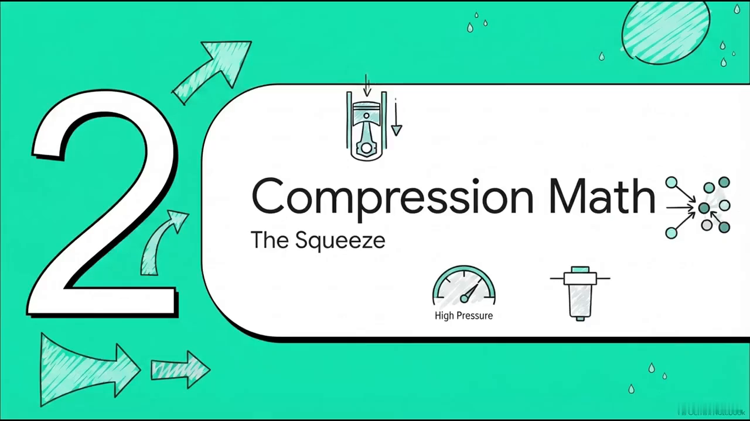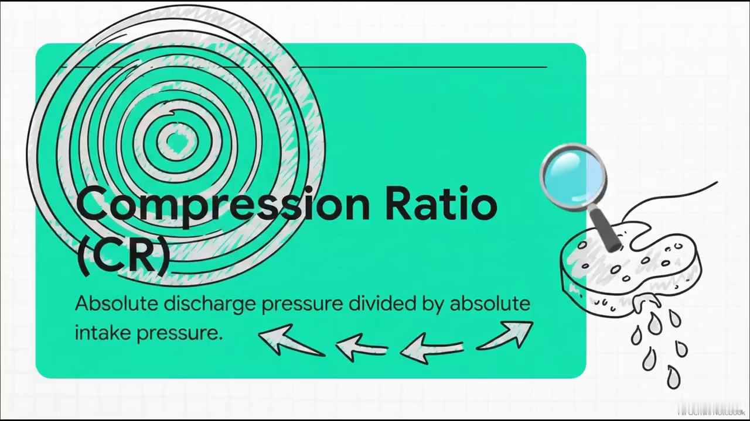Section 2, the squeeze, compression math. Okay, so the crucial point here is the compression ratio. This is where the magic, and honestly, the trouble, happens. To get to a standard working pressure of 8 bar from normal atmospheric pressure, which is roughly 1 bar, our compression ratio is 8. What does this actually mean for us?